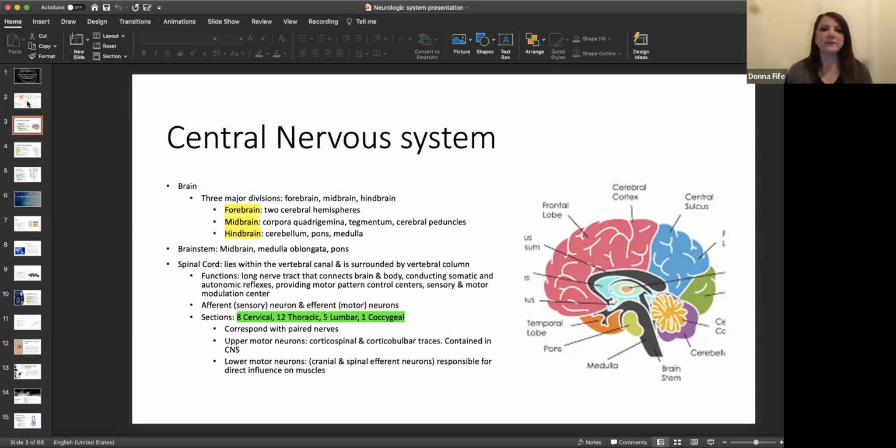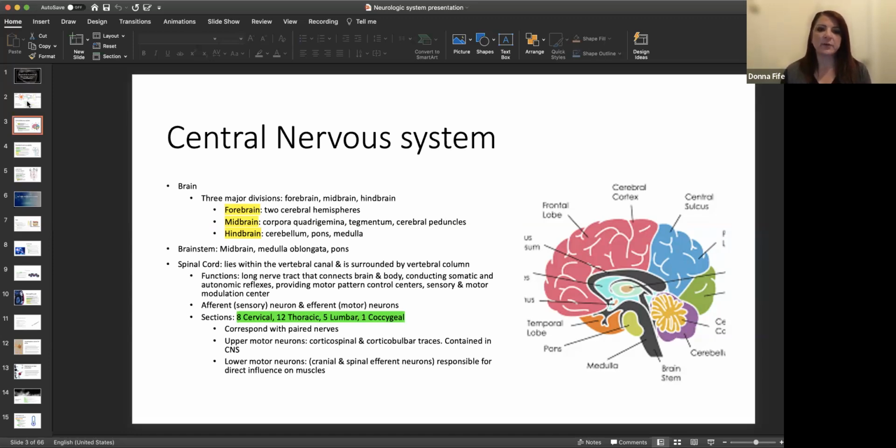Now, the spinal cord, this lies within the vertebral canal and is surrounded by the vertebral column. Functions, there's a long nerve tract that connects the brain and the body, and there's conducting somatic and autonomic reflexes and providing motor pattern control centers, sensory and motor modulation center. Now, we have afferent or sensory neurons and efferent, which are motor neurons. There's different sections. There's 8 cervical, 12 thoracic, 5 lumbar, and 1 coccygeal. And these correspond with paired nerves.